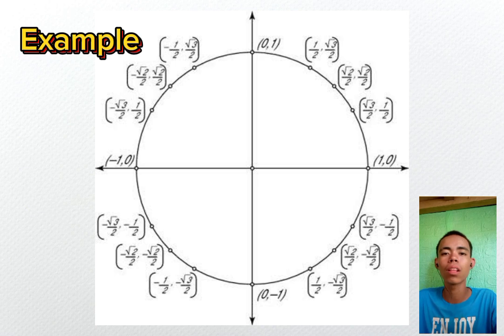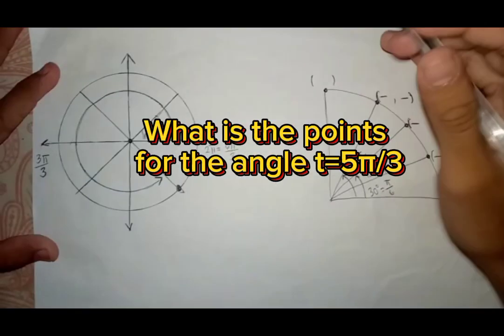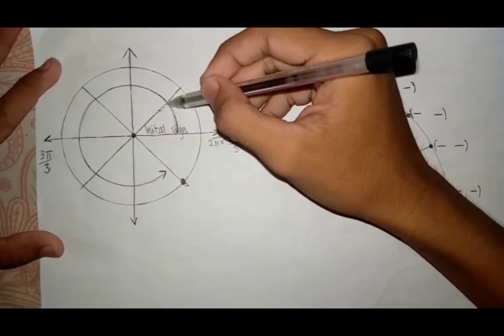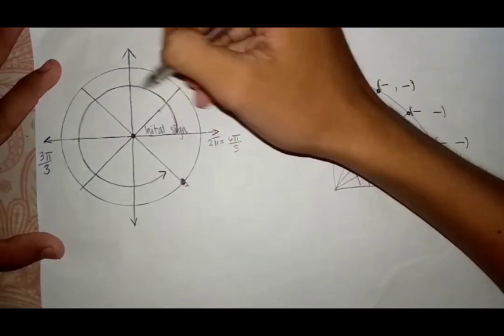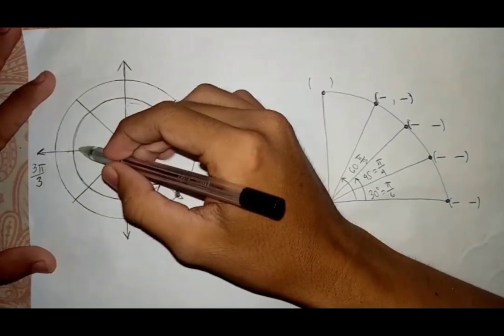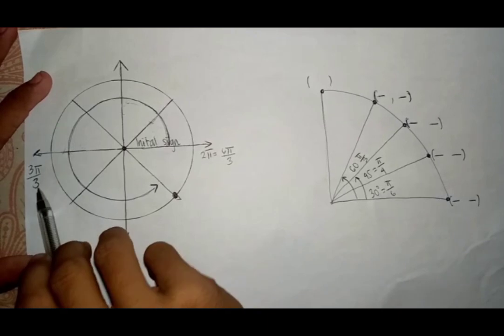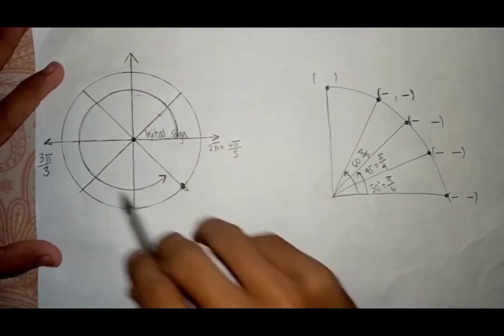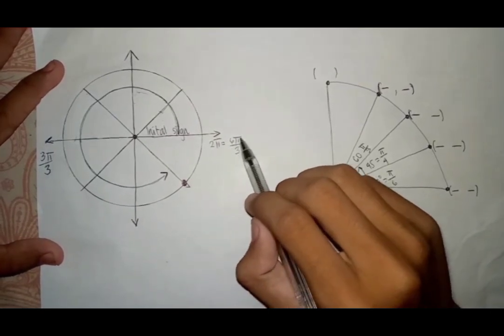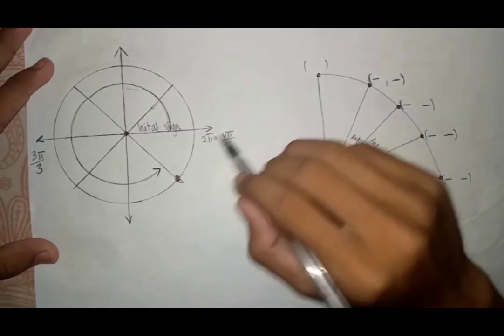So this is the example. This is the initial side. Going around, here is 1 over 3, the next is 2 over 3, and the next is 3 over 3, so 3 pi over 3. All the way around the circle is 2 pi, which equals 6 pi over 3, because 6 divided by 3 equals 2.